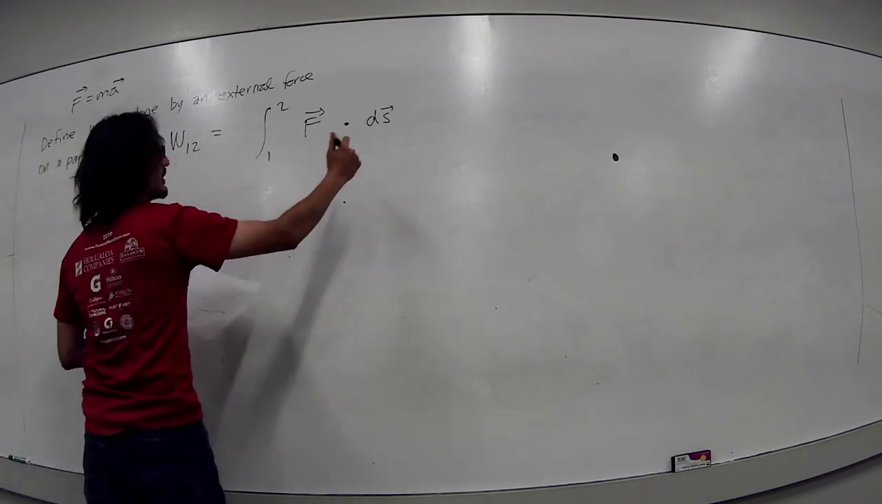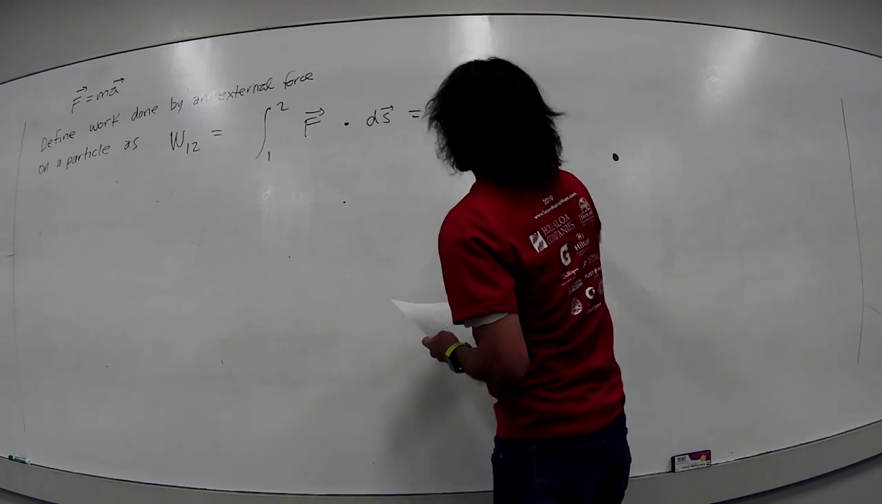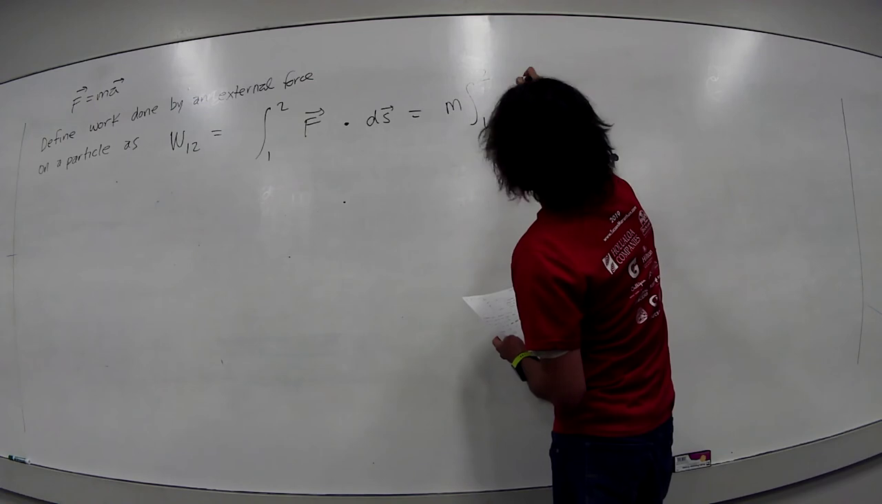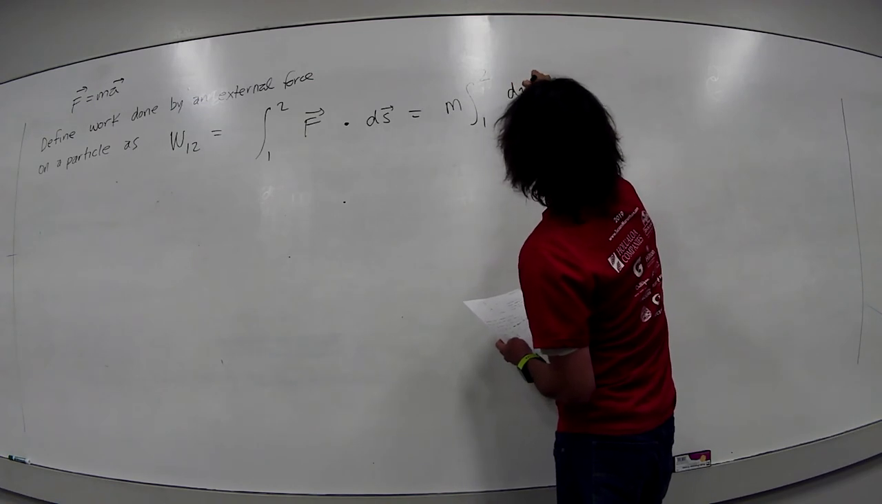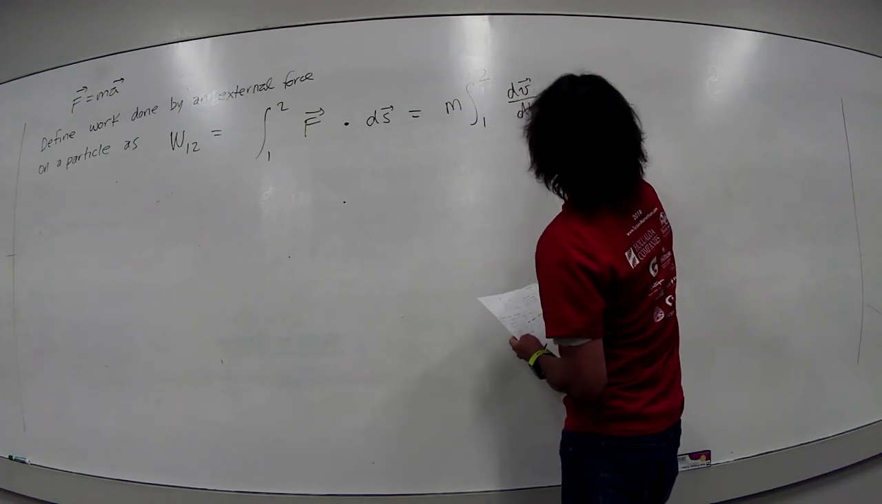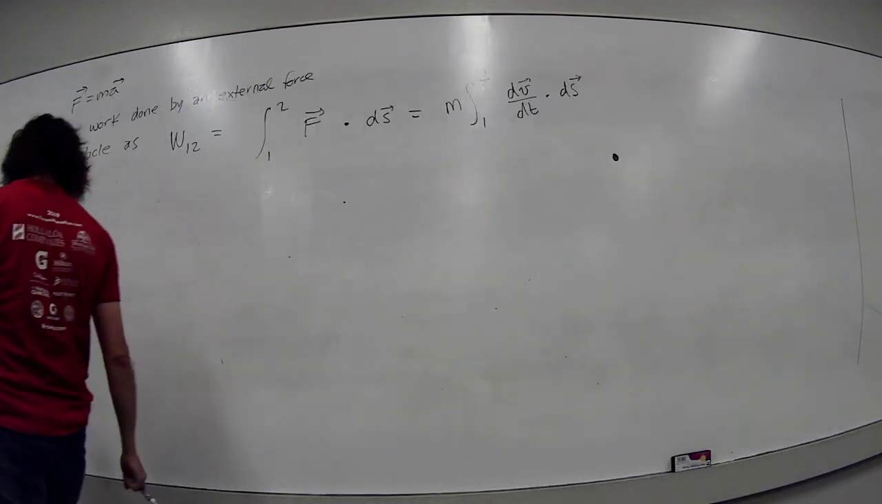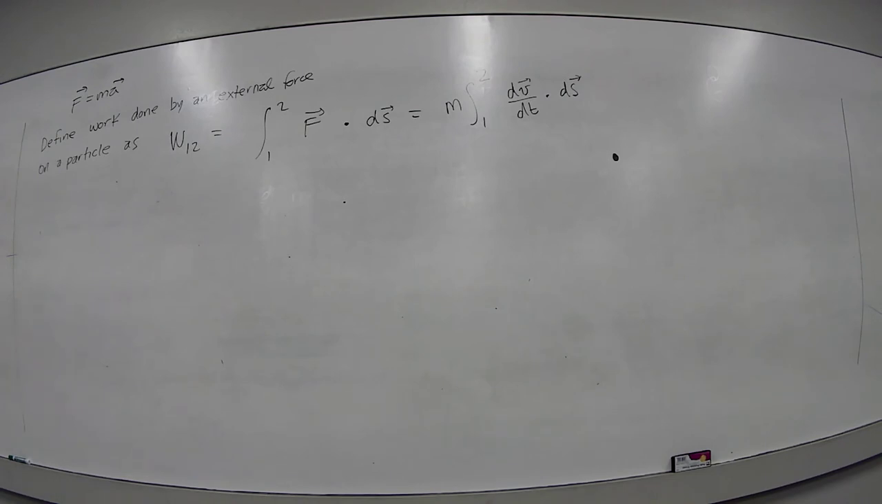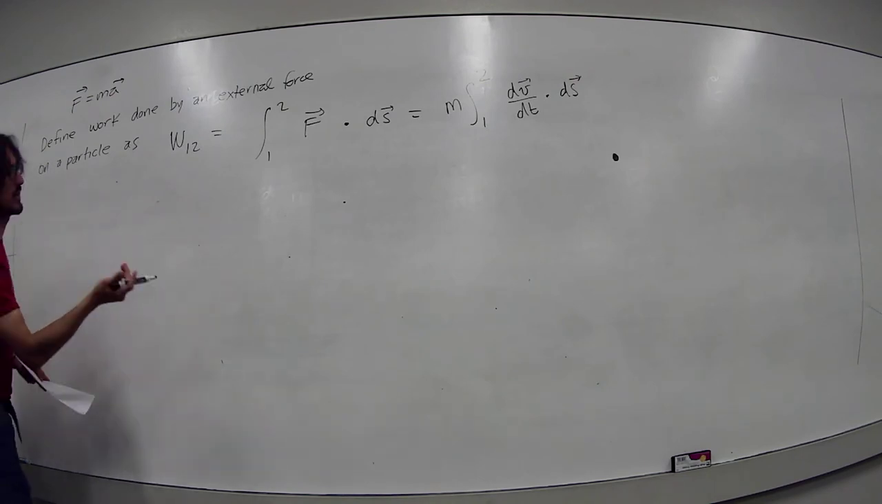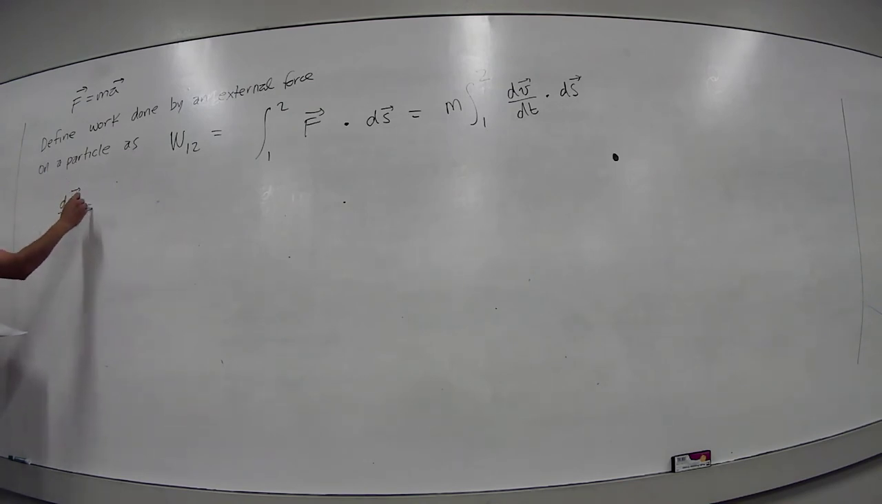If the mass is constant, then we can take it out of the integral. It will be mass times the integral from 1 to 2 of the acceleration, which is the derivative of the velocity with respect to time, dot the infinitesimal displacement element, dot, I should say. The derivative of s with respect to time is the velocity.